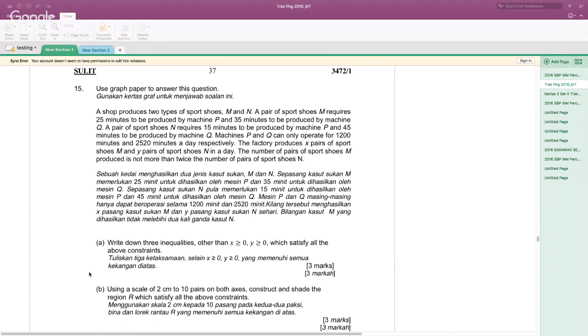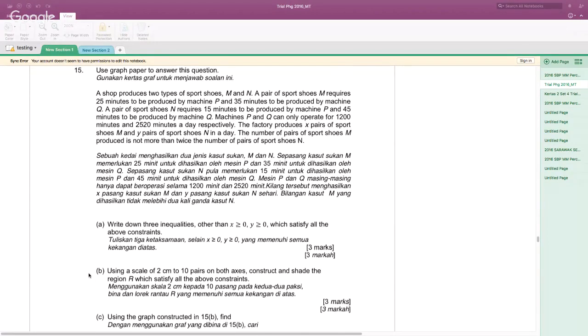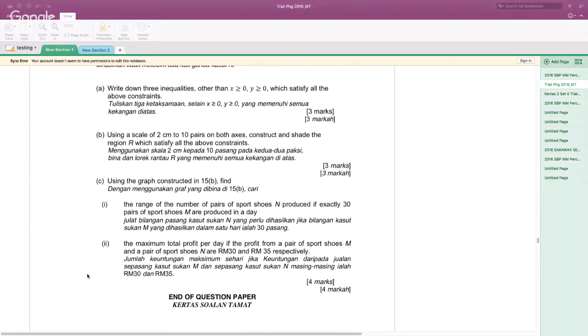Okay, for linear programming, I will expect you can form the equations by yourself. So forming the equations is not what I want to talk about. What I want to talk about is the last part, part C. This is what I want to discuss.